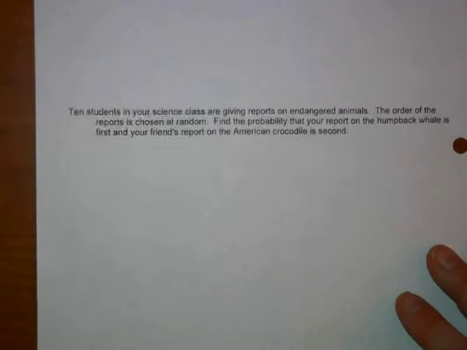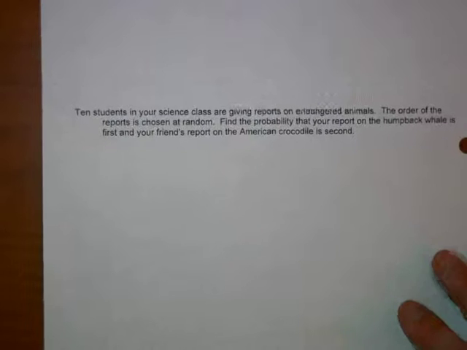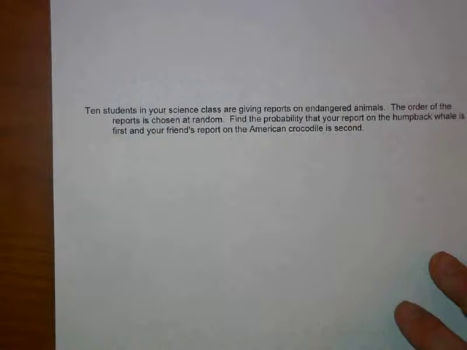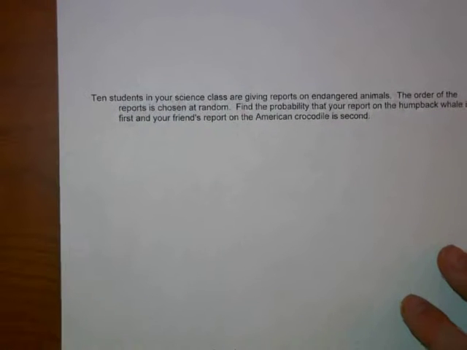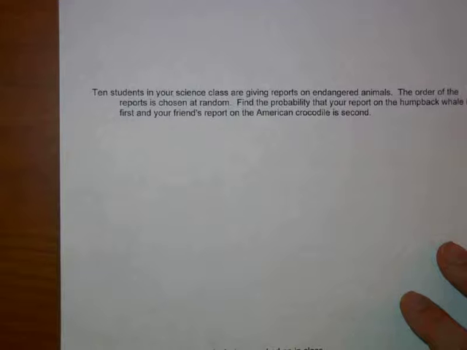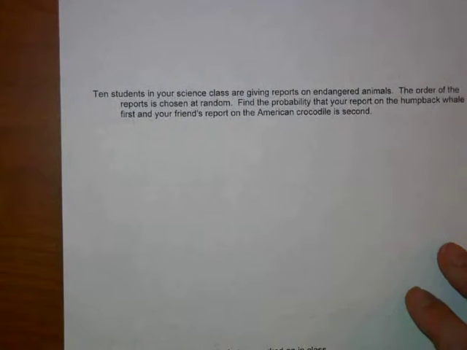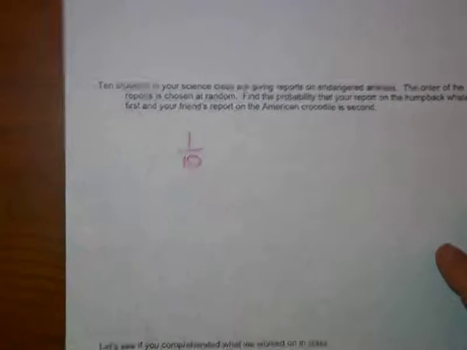10 students in your science class are giving reports on endangered animals. The order of reports is chosen at random. Find the probability that your report on the humpback whale is first, and your friend's report on the American crocodile is second. So the teacher has 10 students to choose from. What's the chance he or she is going to pick you first? 1 out of 10. First report, 1 out of 10.